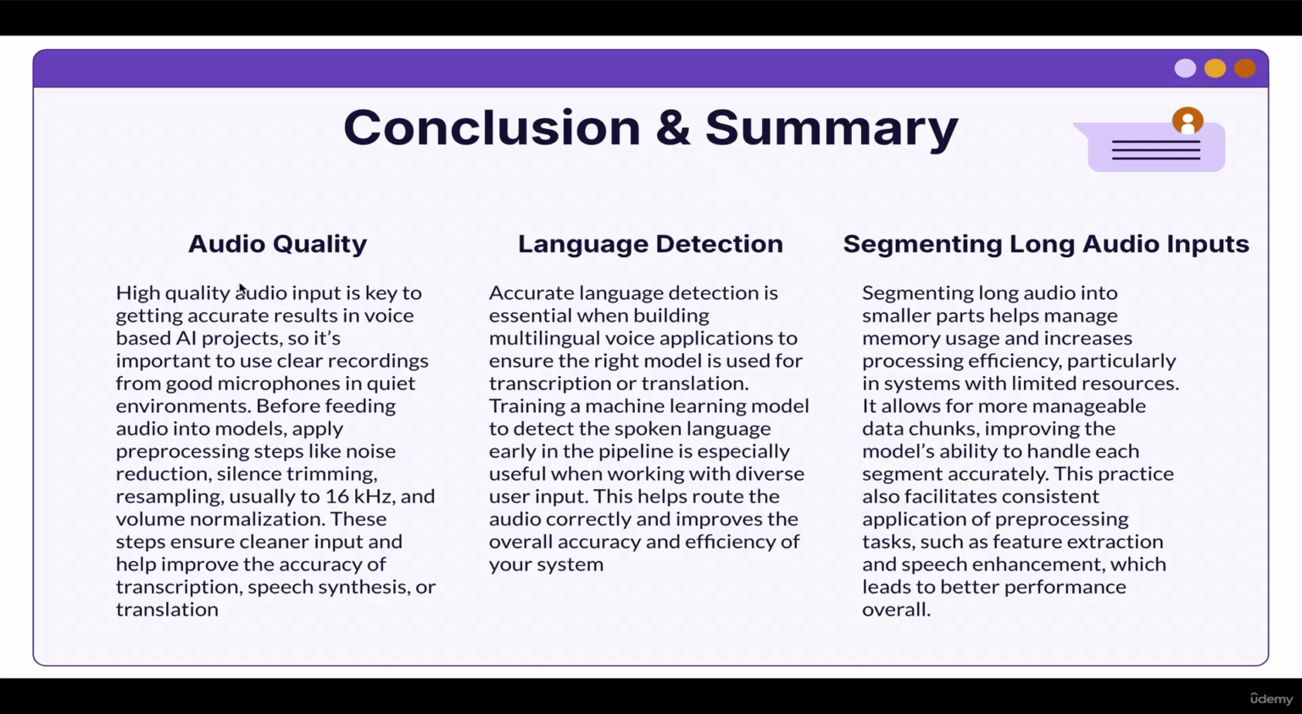Okay, now let's get started with the first topic, audio quality. High quality audio input is key to getting accurate results in voice-based AI projects. So it is very important to use clear recordings from good microphones in quiet environments. Before feeding audio into models, you need to apply pre-processing steps like noise reduction, silence trimming, resampling, usually to 16 kHz, and volume normalization. These steps will ensure cleaner input and help improve the accuracy of transcriptions, speech synthesis, or translations.